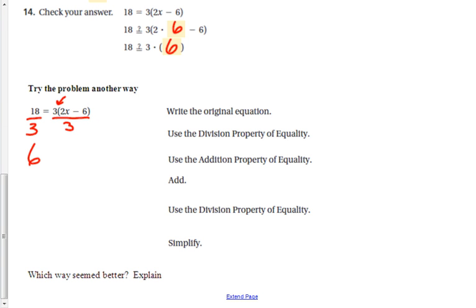Then we get 6 equals, and 3 divided by 3 is just 1, and 1 times anything is just that number, which is 2x minus 6. Then I can just add 6 to both sides, and I get 12 is equal to 2x. Divide both sides by 2, and I get x equals 6. I like that one better. It seems like I'm eliminating a step when I do that.